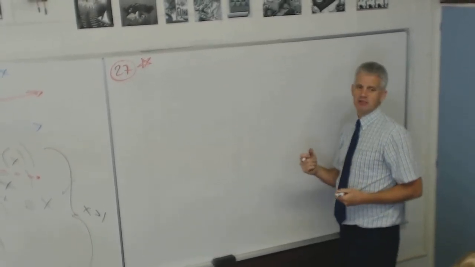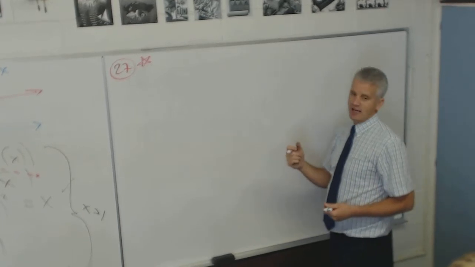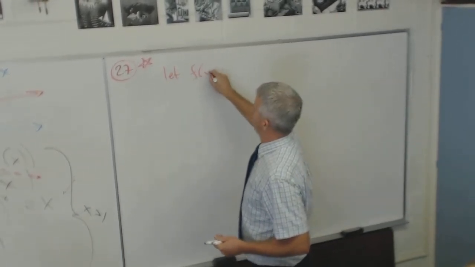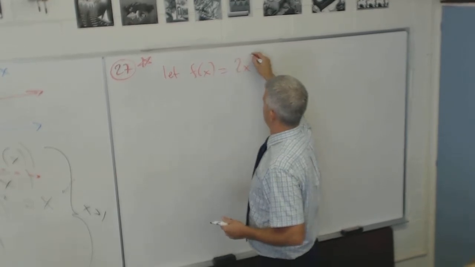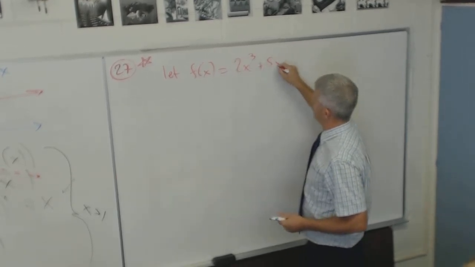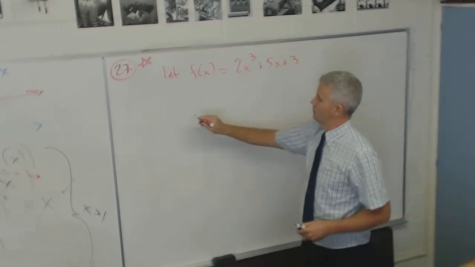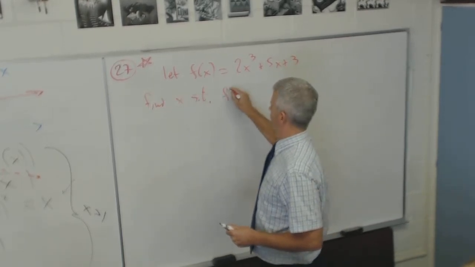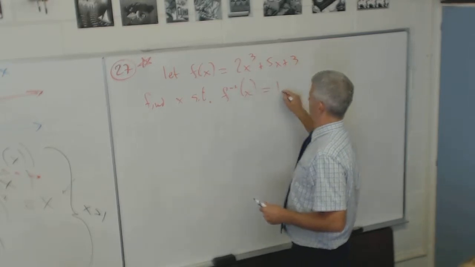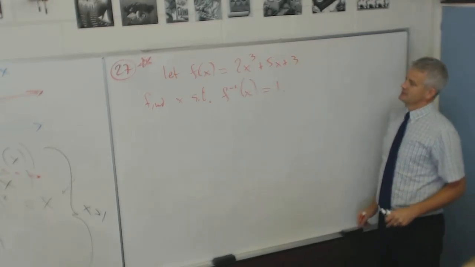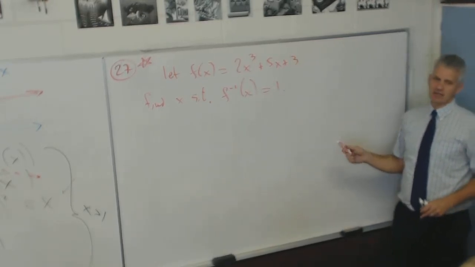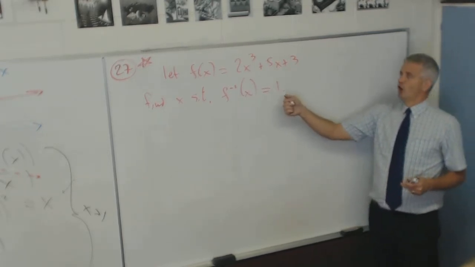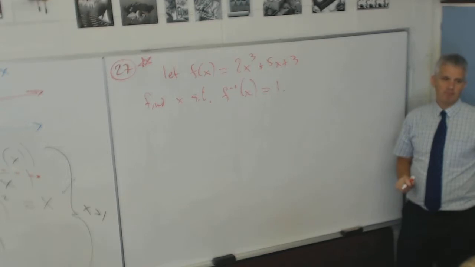Who's up, Thomas? Partial. Arshel, number 27. So let f of x equal 2x to the third plus 5x plus 3. Find x if f inverse of x is 1. So we're finding x so that f minus 1 of x, the inverse function, when you plug x into it, gets you 1.